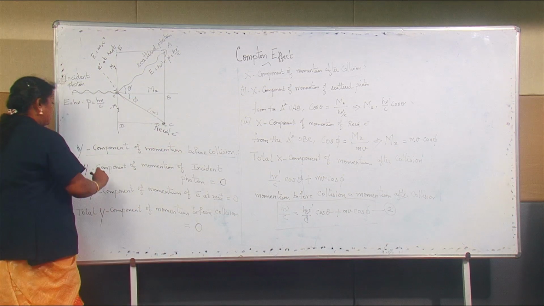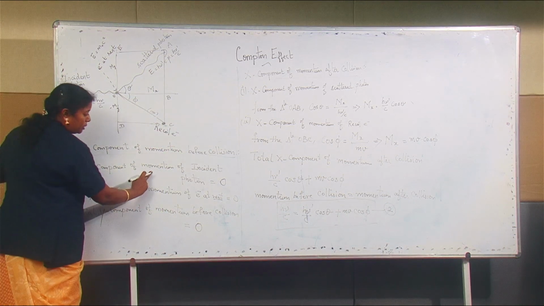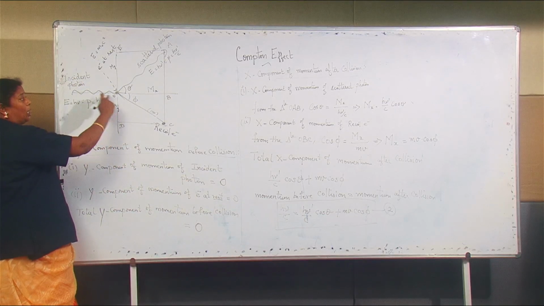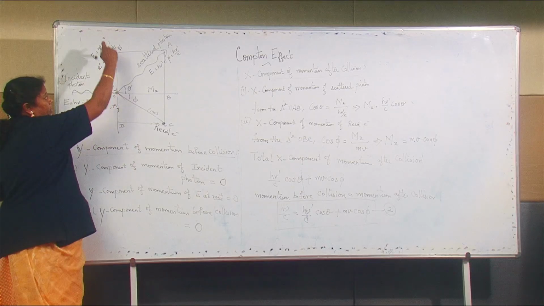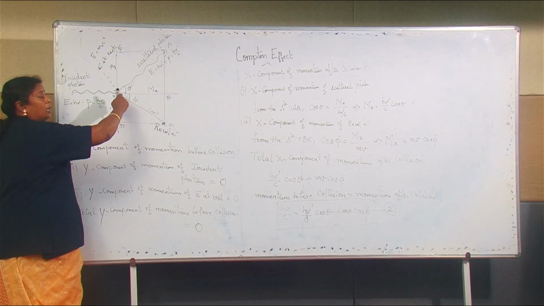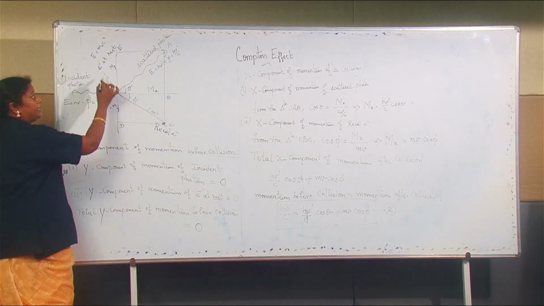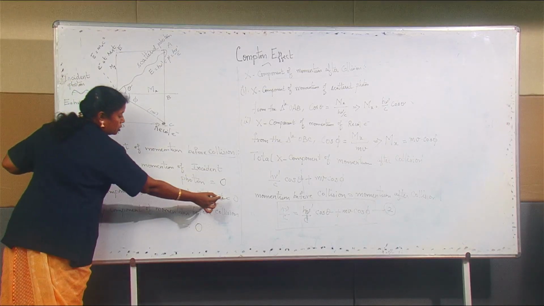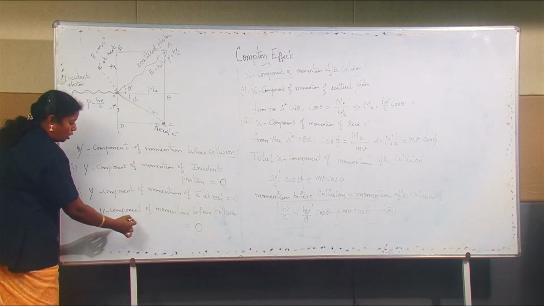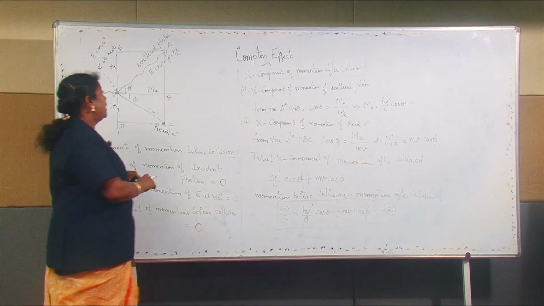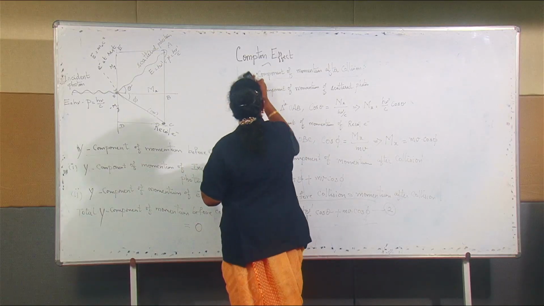Is it clear? Once again, I am saying the y component of momentum of the incident photon is 0, since the X-ray is passing only along the x-axis, not the y-axis. This is the y-axis, and we are not passing along it, so the answer is 0. And the electron energy is also 0. Therefore, the y component of momentum before collision is 0. Clear?